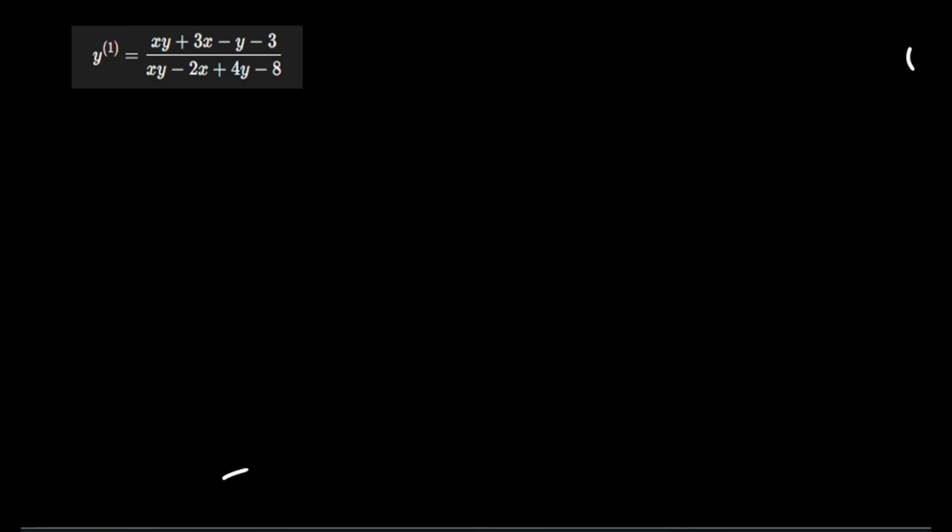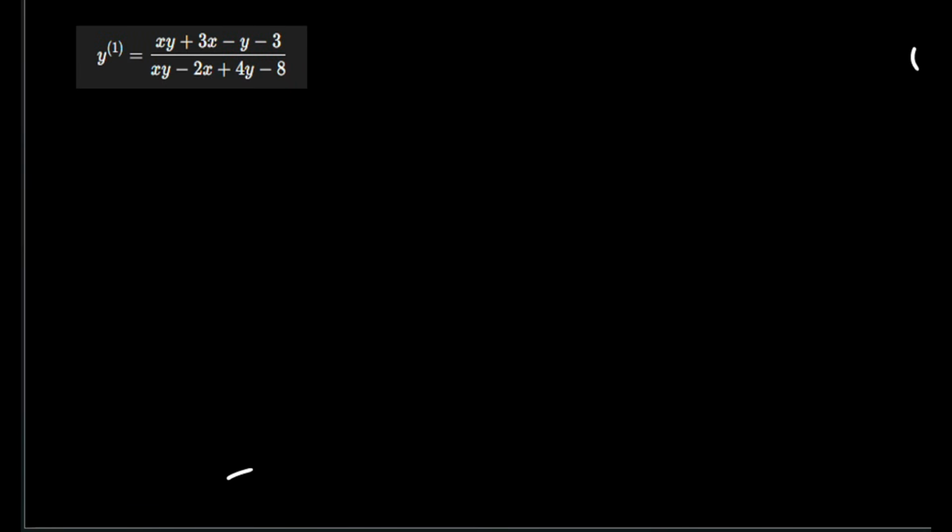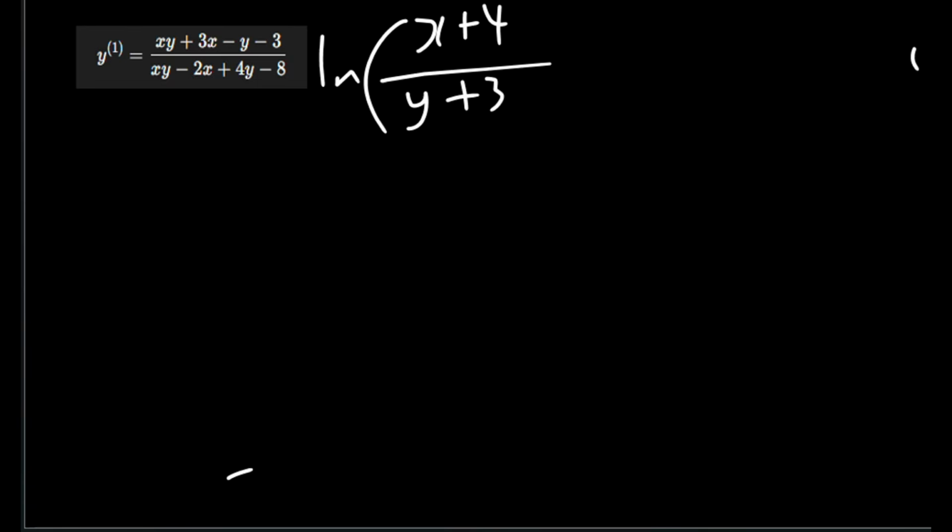Let's rewrite what we had on the previous page. So we have ln of brackets for ((x plus 4) over (y plus 3)), and bracket close, all to the power 5 is equal to x minus y plus c.